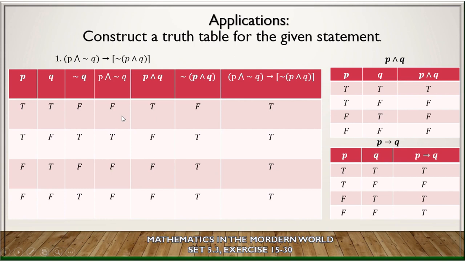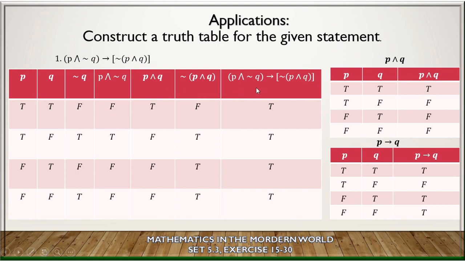When we go to the conjunction of P and Q, we will just apply this table. So we will have true, false, false, false. And the negation of the conjunction of P and Q will be false, true, true, true.